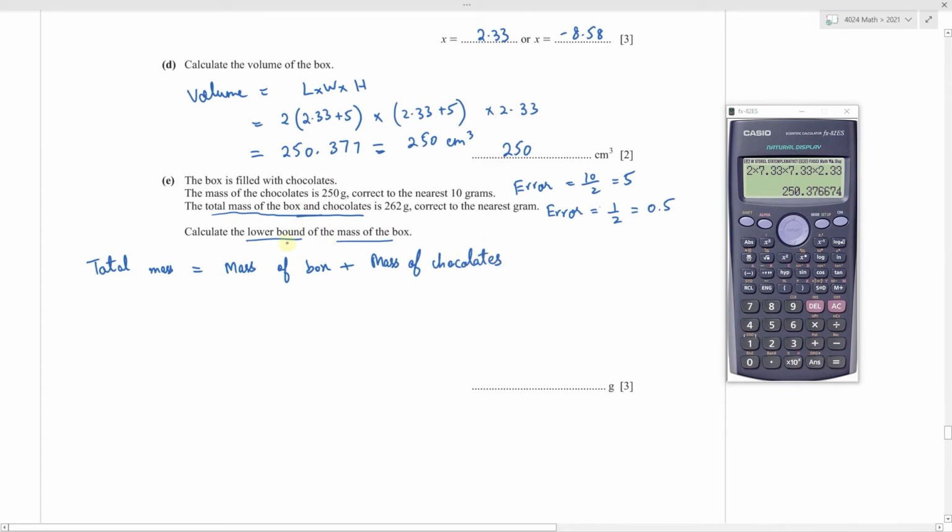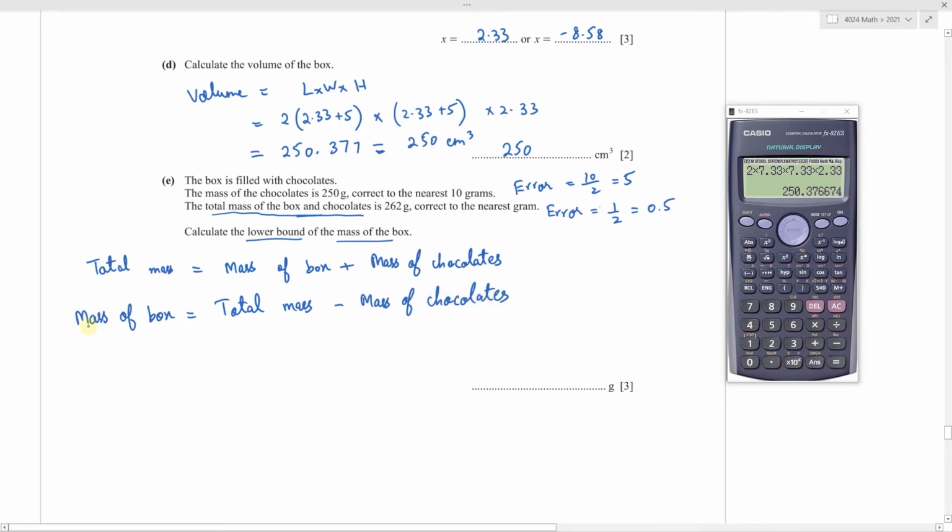So in the question you have to find the lower bound for the mass of the box. So let's make mass of the box the subject of this equation. So I'm bringing this to the other side. So mass of box will become equal to total mass minus the mass of chocolates.